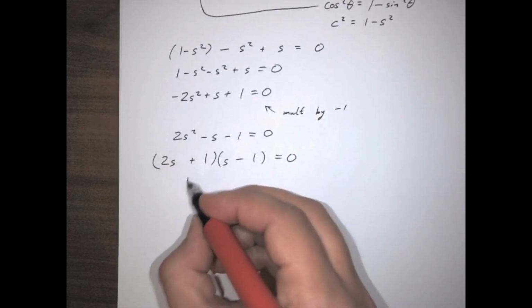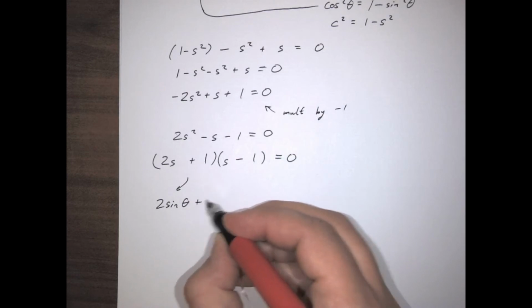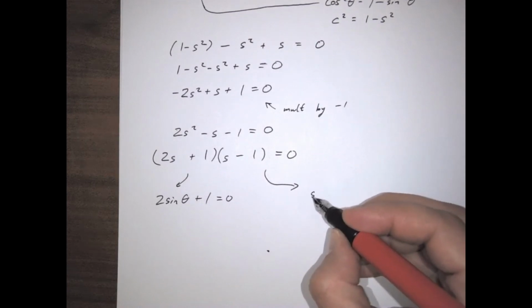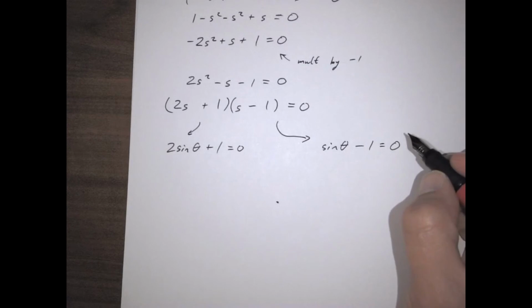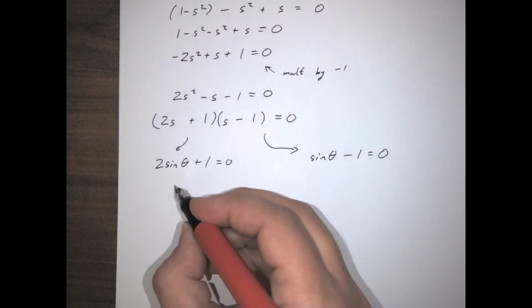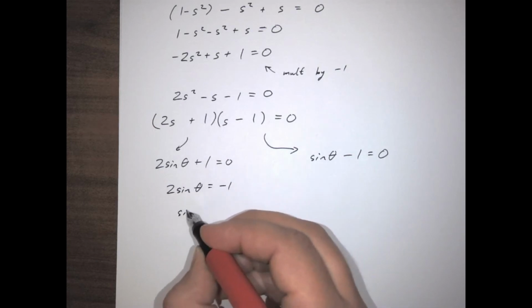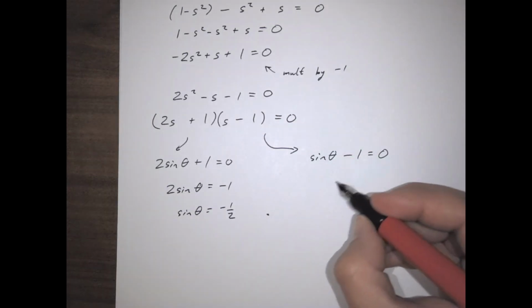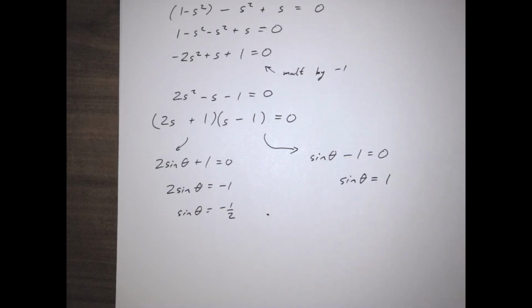And so that's going to give us 2 sine theta plus 1 equals 0. This other factor is going to give us sine theta minus 1 equals 0. And then we can solve each of these. So this is going to be 2 sine theta equals negative 1, which means then sine theta equals negative 1 half. And this one is just going to be sine theta equals 1. So just add 1 to both sides.